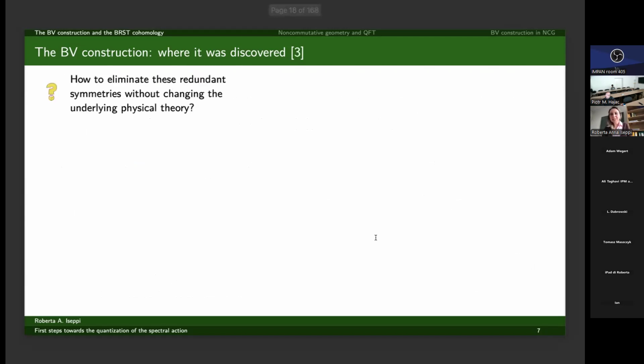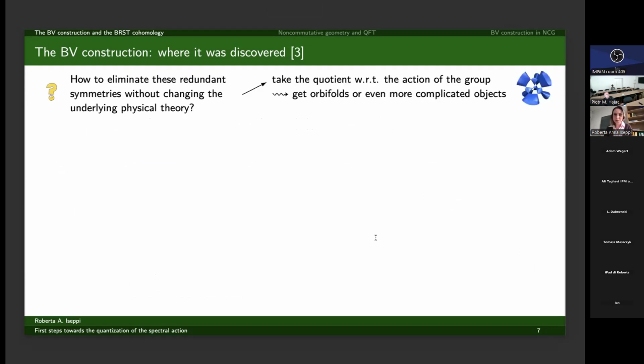And here is where the BV formalism comes to help us. And the goal is somehow to eliminate this redundancy coming from the symmetry, but without changing the physics. And of course, the first instinct is just to take a quotient. Because if anything on the same orbit is equivalent, I just quotient by the action of the group. But often this kind of quotient gives objects that are not super treatable, even more when we try to do integration over that. So the second approach is actually at the opposite side of the spectrum.